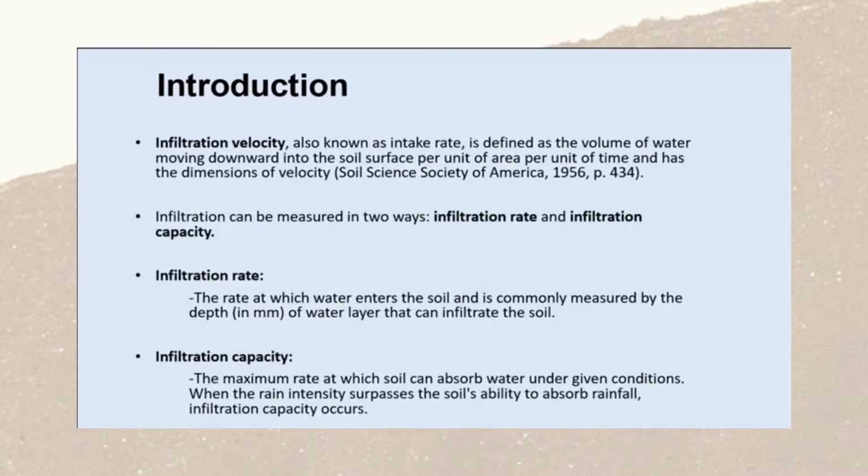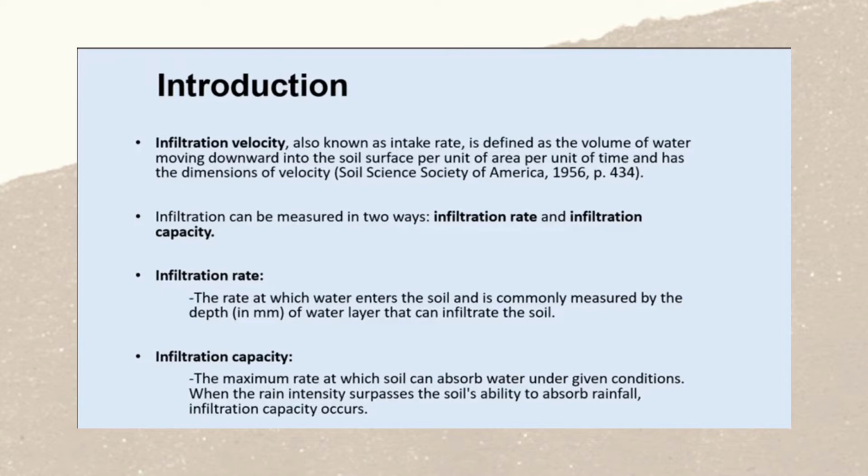Infiltration velocity is defined as the volume of water moving downward into the soil surface per unit of area per unit of time. Infiltration can be measured in two ways, which are infiltration capacity and infiltration rate. Infiltration rate is the rate at which water enters the soil, or the water layer that can infiltrate the soil. Infiltration capacity refers to the maximum rate at which soil can absorb water under given conditions.